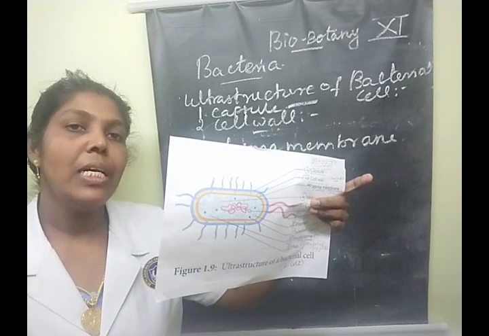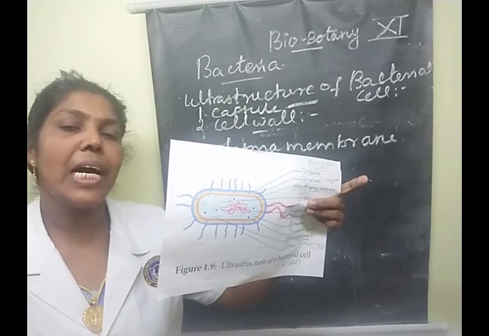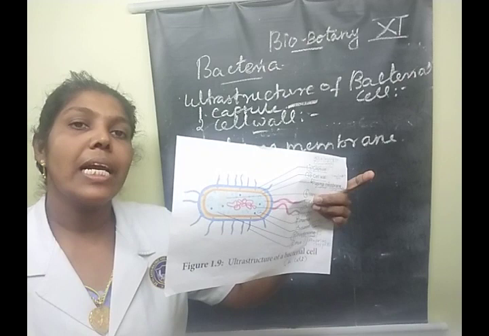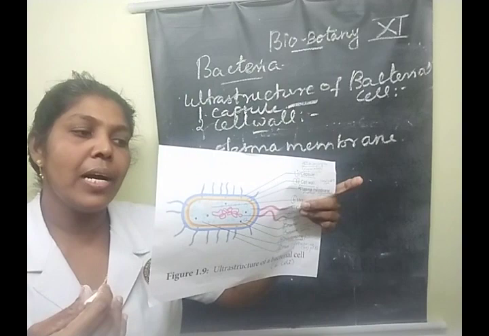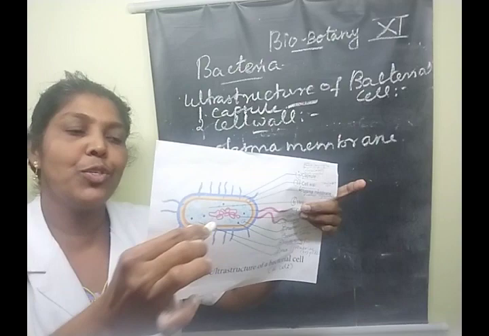The cell inclusions mean certain granules, like sulfur granules and beta hydroxy granules, and also gas vesicles. Clear, children? So these are the items present in the cytoplasm. Next we are moving inside the cytoplasm, where many items are present, and we will learn them one by one. Clear, children? Yes.